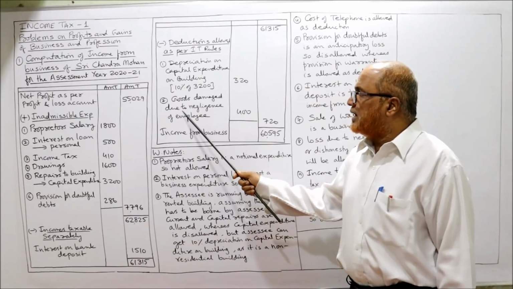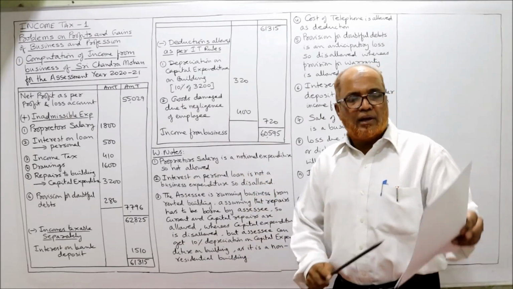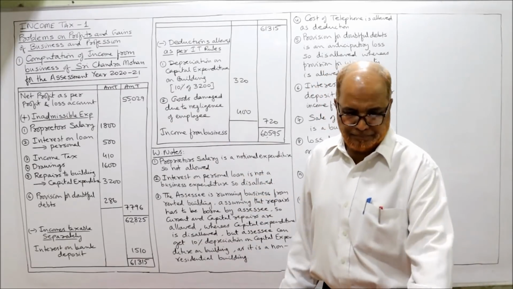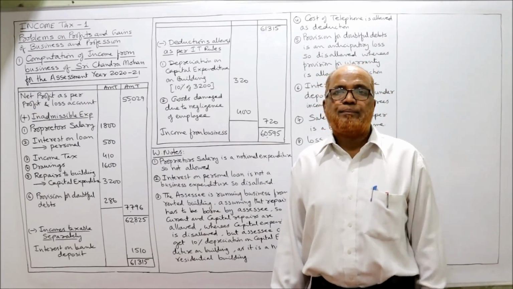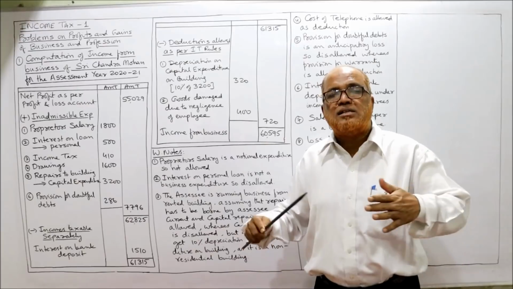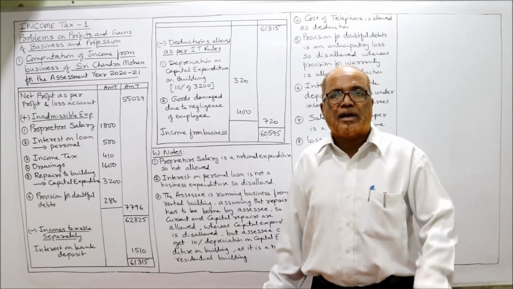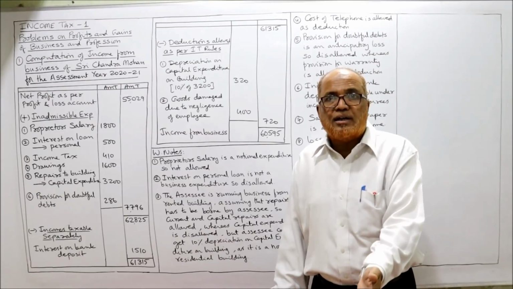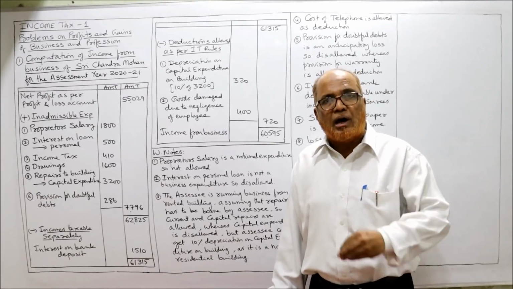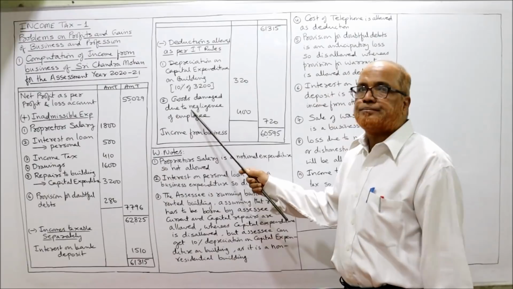Then goods damaged due to negligence of employee. Last adjustment it is given. Some goods are damaged due to negligence of the employee. Income Tax Act says it's a revenue loss. It will be allowed as deduction. It is not debited to profit and loss account. Now it is allowed. So deduct.